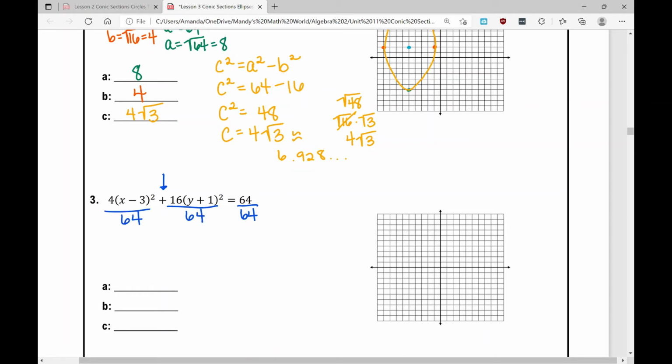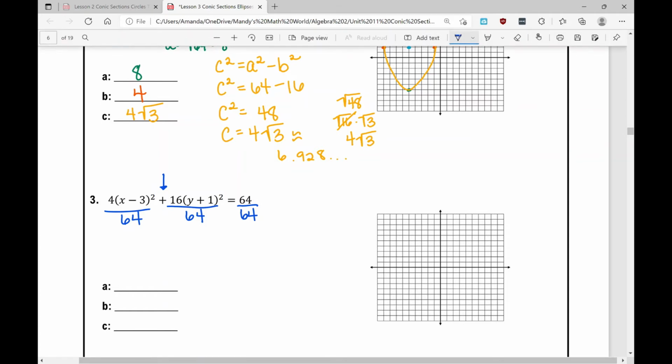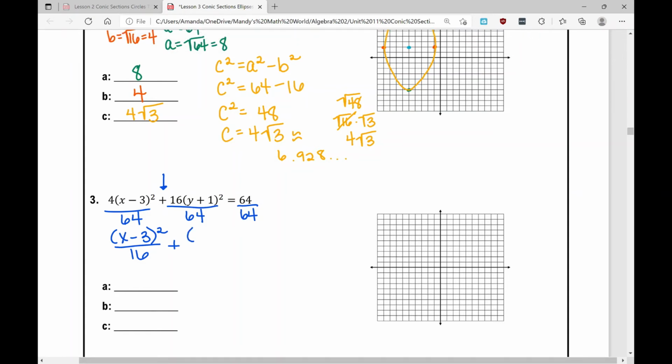So what happens is, when I simplify 4 over 64, I get 1 over 16, which means this simplifies to x minus 3 squared over 16 plus 16 over 64 simplifies to 1 over 4. So I can write that as y plus 1 squared over 4. Now I've got an equation that is set equal to 1. This is the equation for an ellipse.